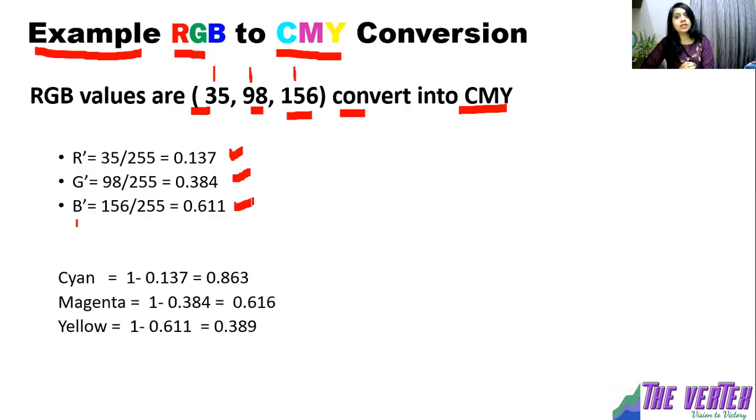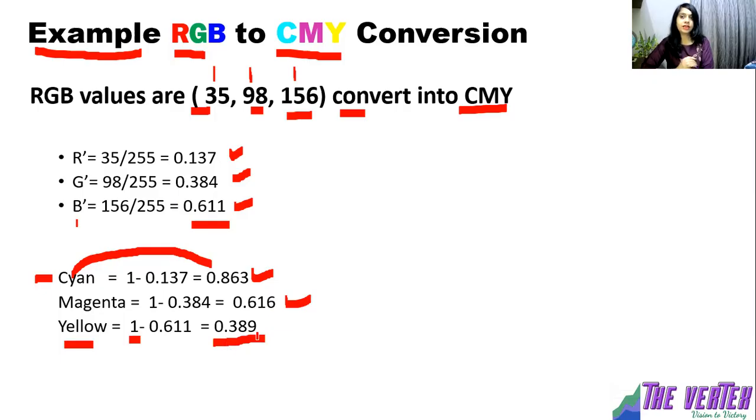After normalization, we have to use the same formula that I have shown earlier. If you want cyan, then 1 minus R, that is 1 minus 0.137. So you will get the value of cyan. Then the magenta color value: 1 minus green, that is 1 minus 0.384. So you will get this. And for getting yellow, you have to subtract 0.611 from 1. So you will get 0.389. So this is how you can convert RGB to CMY.